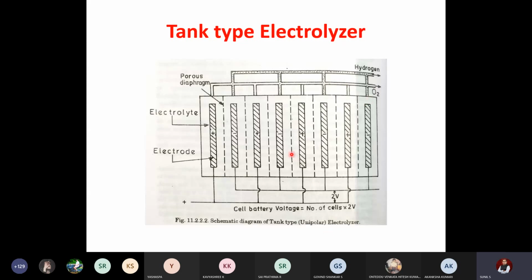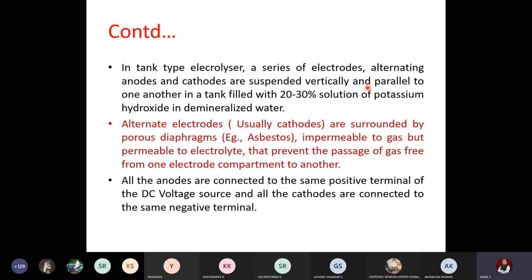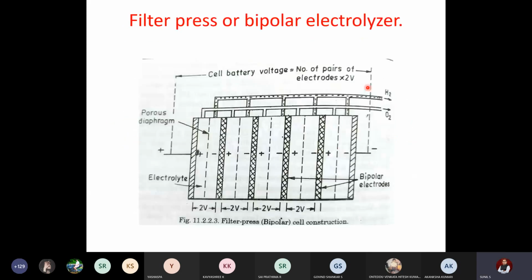As you can see, all positive terminals are connected to the positive terminal of the battery, so that direct current is passed. All negative terminals are connected to the negative terminal. At the negative terminal, you will get the hydrogen gas, whereas at the positive terminal, you will get the oxygen gas. This is regarding the tank type electrolyzer.